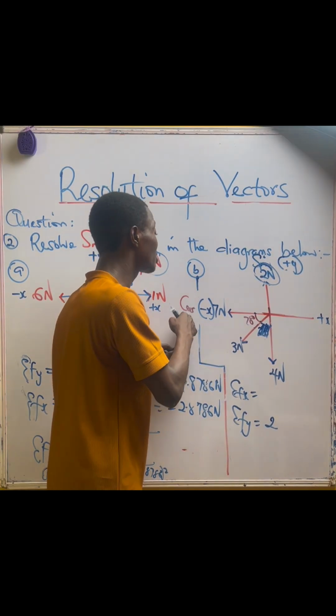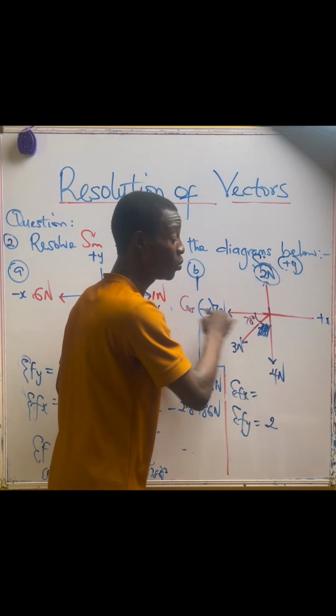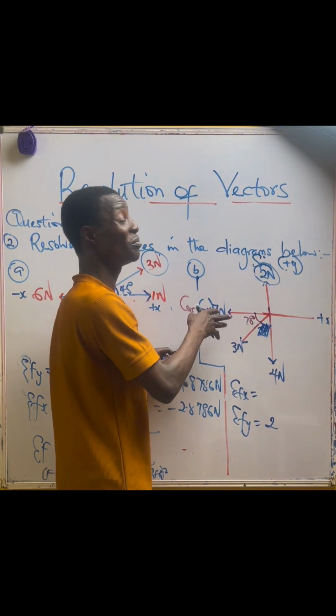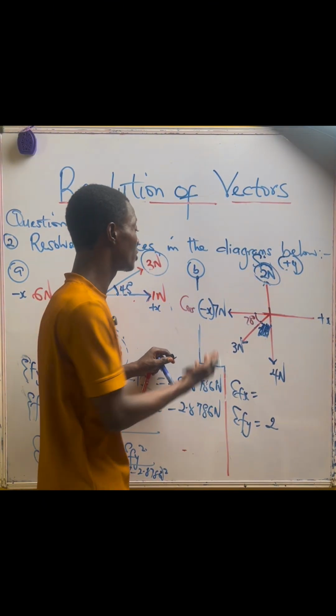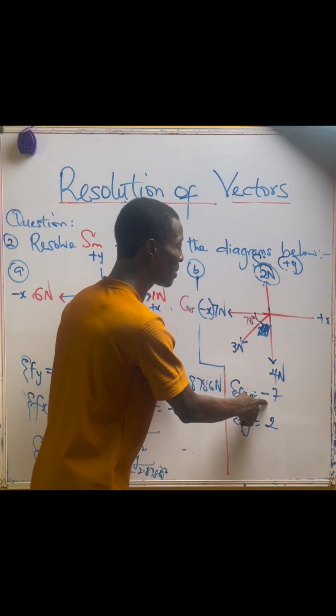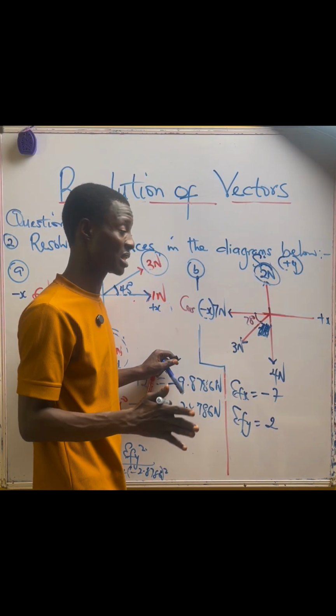Because if you press 7 cos 180, 180 is the default angle here. If you press 7 cos 180, it's going to give you -7. So why stress yourself? Just pick it as -7. I'm putting the minus because it is towards the negative x-axis.